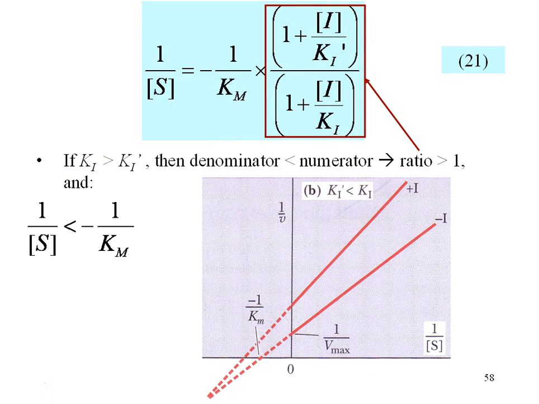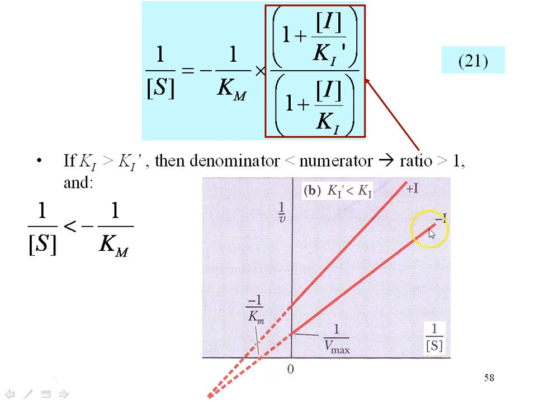Now what if Ki is bigger than Ki prime? In this case, it means that the inhibitor has a higher affinity to the enzyme when the substrate is already there than its affinity in the absence of the substrate. So the denominator is smaller than the numerator, and the ratio is now bigger than 1. Since the ratio is bigger than 1, the intercept will have a bigger magnitude. In other words, it will be further away from 0.